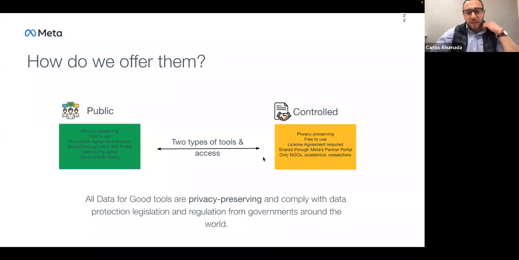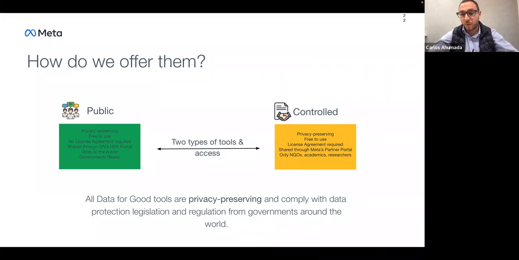So how do we offer the different tools? Our tools can be seen as two buckets. The first one is the publicly available tools that we have. Everybody can access them directly through the Humanitarian Data Exchange portal of the United Nations. They are free to use. They do not require any data license agreement, and they're open to the public, including governments and researchers, of course.